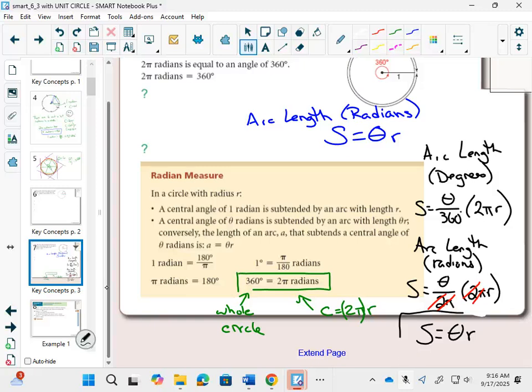So this formula right here, the arc length one, in radians is on your formula sheet. But it only works if theta is in radians. If theta is in degrees, you either have to switch it to radians to use this formula, or you have to use your degree formula, which is not on your formula sheet.